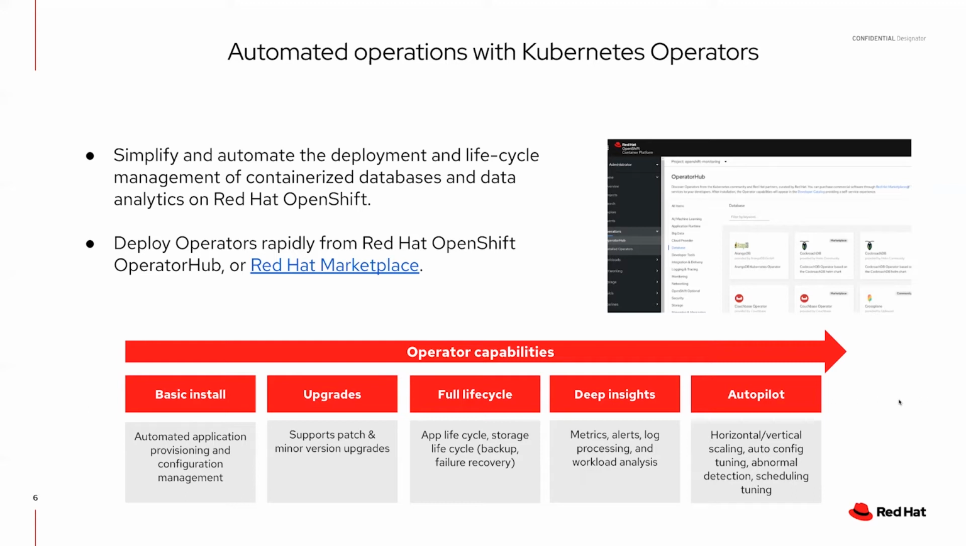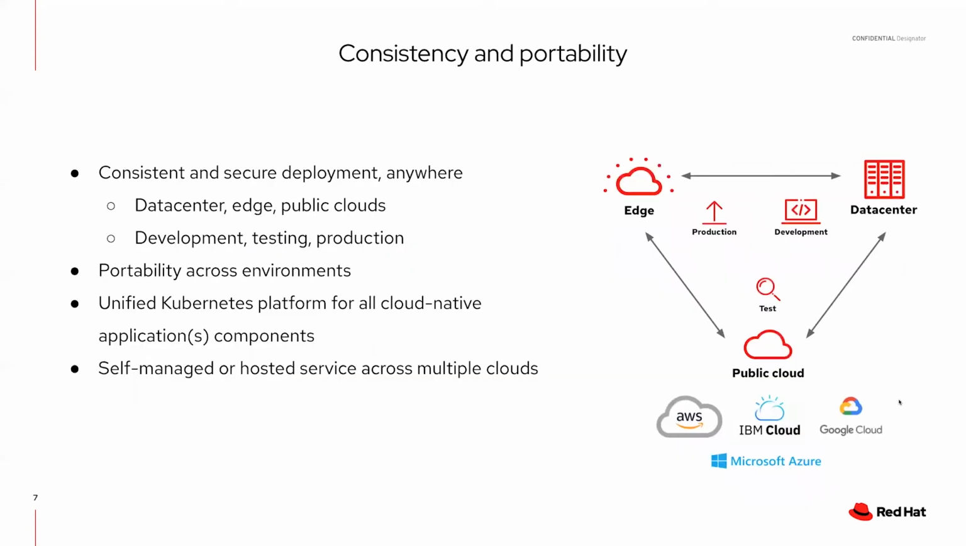Red Hat also actively works with the database and data service ISVs, including Couchbase, to ensure that the operators are certified on OpenShift and they are secure and have regular scans so that you can use it from the get-go. OpenShift Container Platform gives you a secure deployment. It gives you operations and portability in a consistent way across the hybrid cloud.